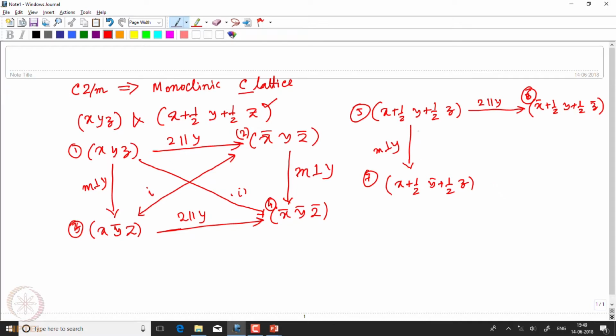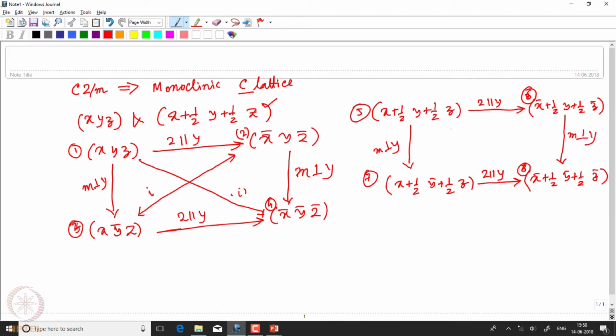Remember again here, when we are doing mirror perpendicular to y, this means it is becoming minus y minus half. We are adding 1 along y to make it y bar plus half and z. Then we apply again 2 parallel to y. You should get x bar plus half, y bar plus half, z bar. So now 6 and 8 are related by mirror perpendicular to y.